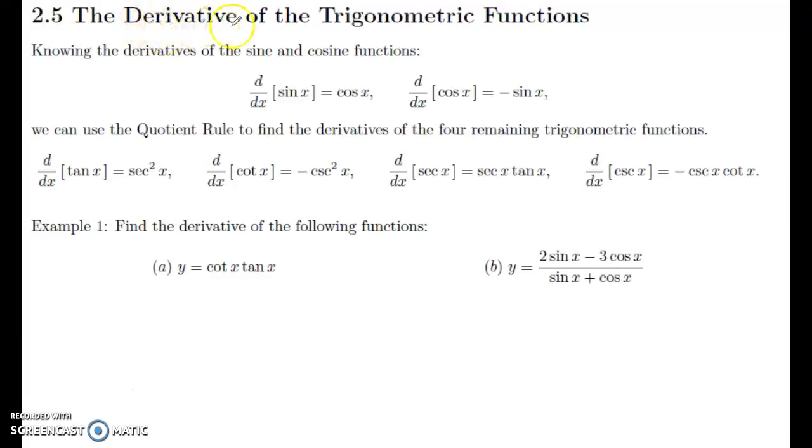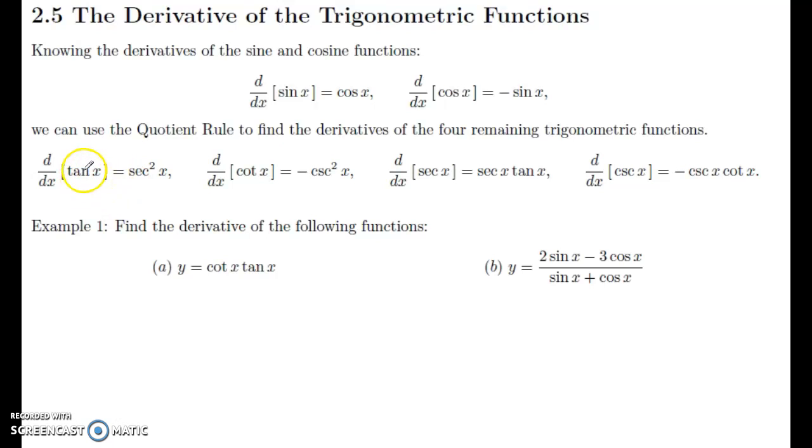Section 2.5, the derivative of the trigonometric functions. Knowing the derivative of sine and cosine functions: the derivative of the sine function equals cosine of x, and the derivative of the cosine function is negative sine of x. Using that and the quotient rule, we can derive the derivative of the remaining trigonometric functions.